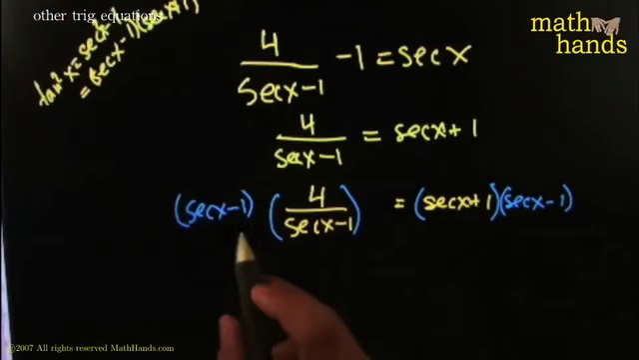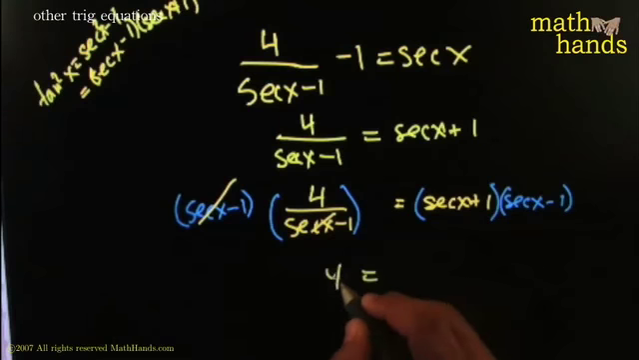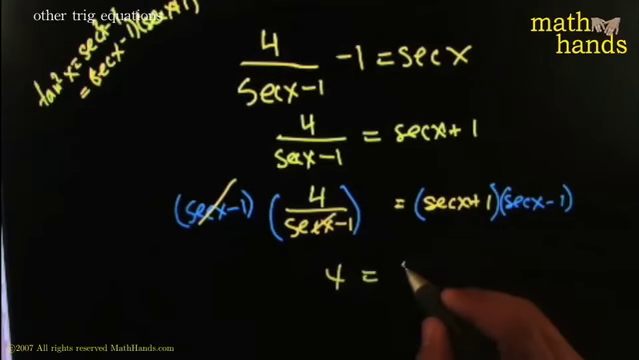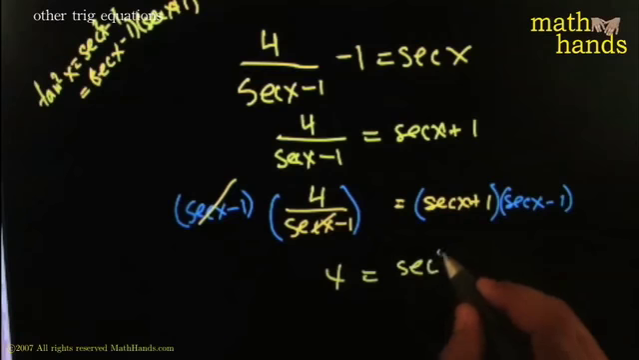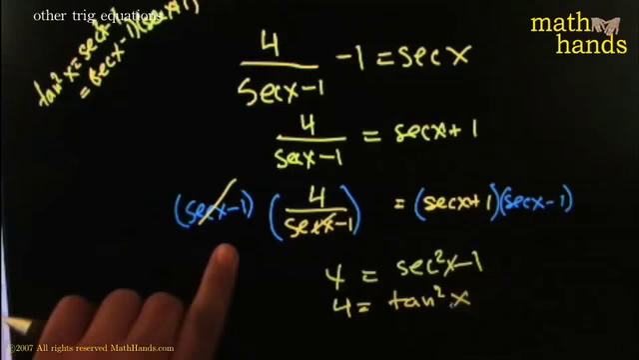For example, on the left hand side, these ones cancel, and so you get just 4, and on the right side you get secant squared x minus 1, which of course turns into tangent squared x. By the way, I should call your attention again here.